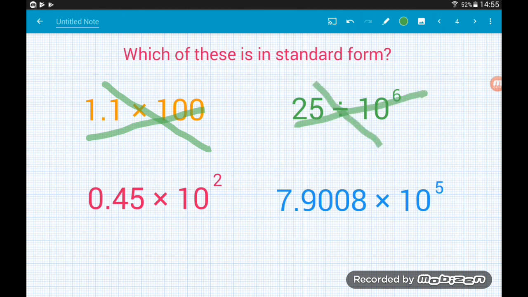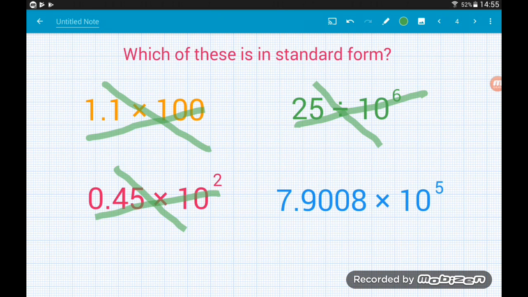The bottom left one, 0.45 times 10 to the power of 2. Now that is almost there. The one rule that it's breaking is that the first digit before the decimal point is a 0. It's not allowed to be a 0. The first digit has to be between 1 and 9. So that's also not in standard form.